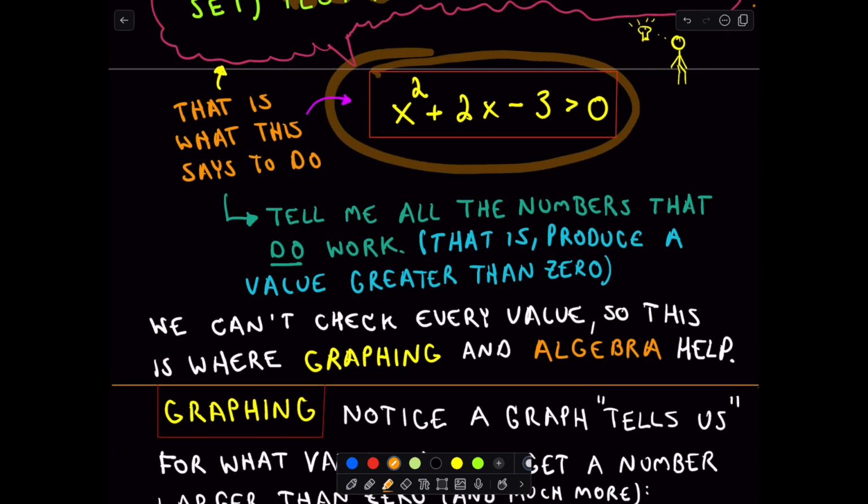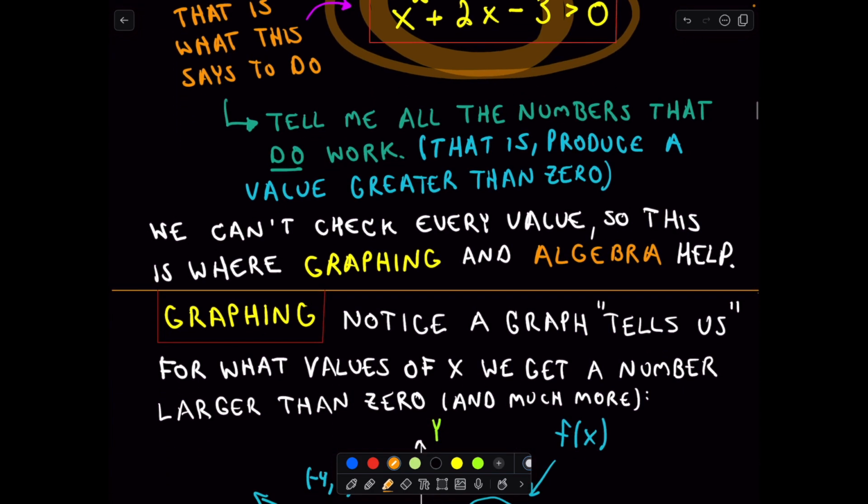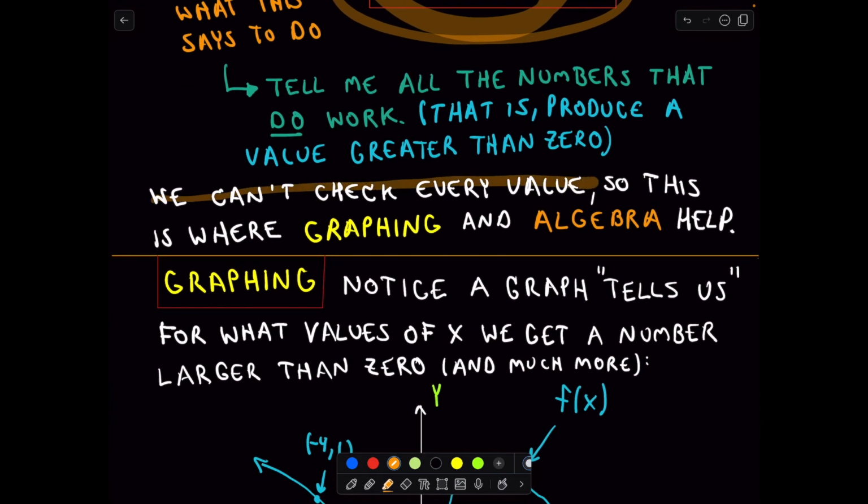So again, when I see this inequality, x squared plus 2x minus 3 greater than 0, it says, tell me all numbers so that when I do this arithmetic on the left with that number, I'll square it, I'll take 2 times the number, we'll do all the arithmetic, I end up getting something greater than 0. Well, again, we can't check every value, so that's where we're either going to graph or do some algebra to help us come up with our solution.